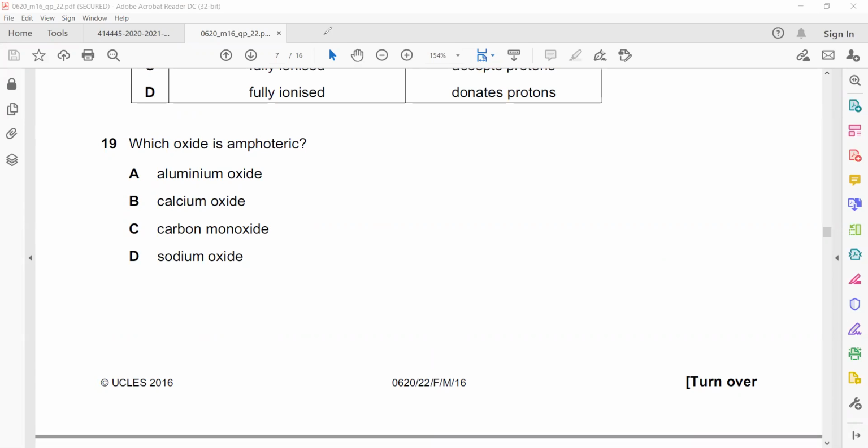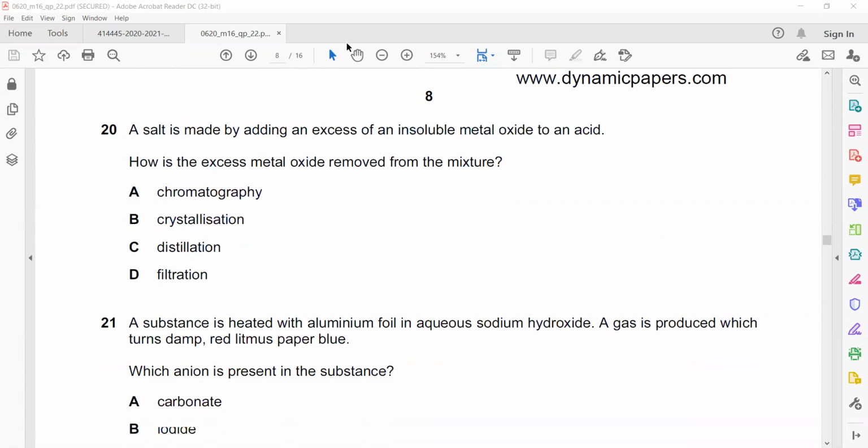The last question, question 20. A salt is made by adding an excess of insoluble metal oxide to acid. How is the excess of metal oxide removed from the mixture? The excess of metal oxide, which is solid, can be removed by filtration. Not by crystallization. We want to remove the excess of metal oxide, not the salt. The unreacted metal oxide which we added, we'll filter it out to remove that.